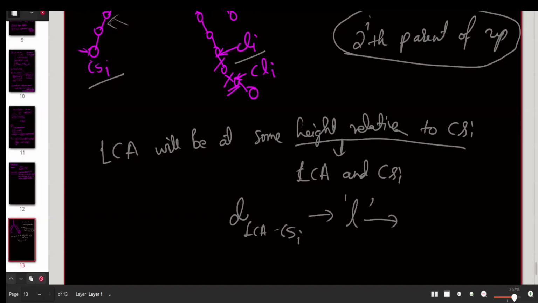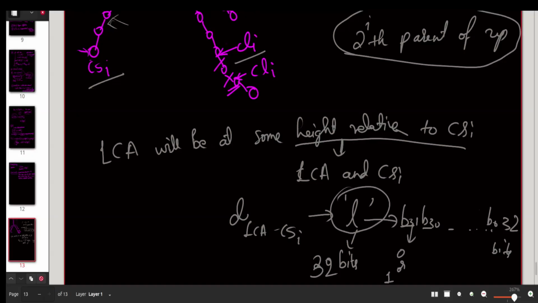L has some binary representation, and as per the test cases, L won't have more than 20 bits, or assume, let's say it's 32 bits to make it simpler. In the binary representation of L, there will be 32 bits. Each bit B31, B30, so on, B0 can be 0 or 1, but I don't know what L is. I only know that L can be represented in a binary format. So what do I do with this binary format exactly? Let me give you that intuition.